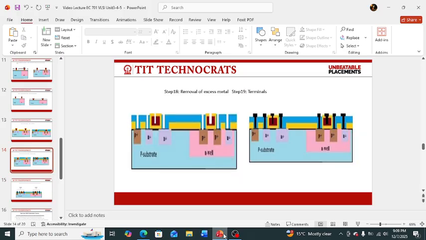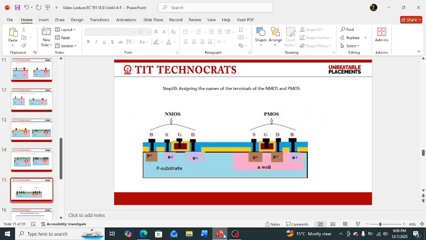In this case, a thick field oxide is formed in all regions except the terminals of the PMOS and NMOS. Then the metallization process is done, in which aluminum is sputtered on the whole wafer, and in step 18, removal of excess metal. The excess metal is removed from the wafer layer. And in case of step 19, terminals are formed. The terminals of PMOS and NMOS are made from the respective gaps.